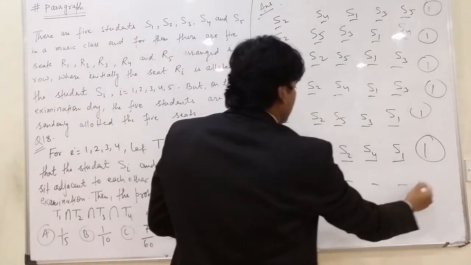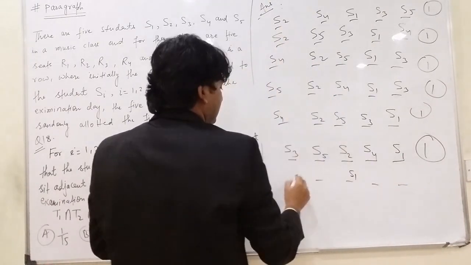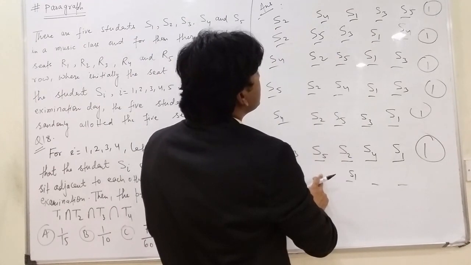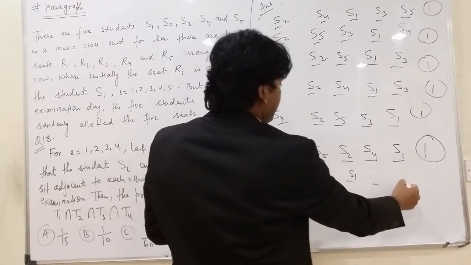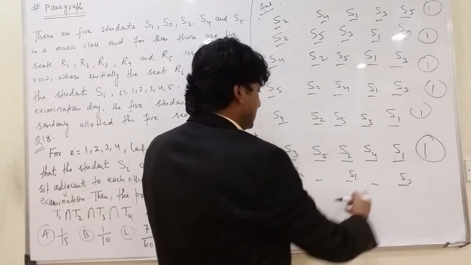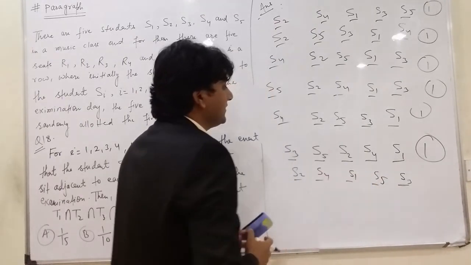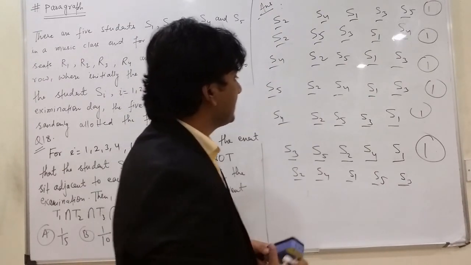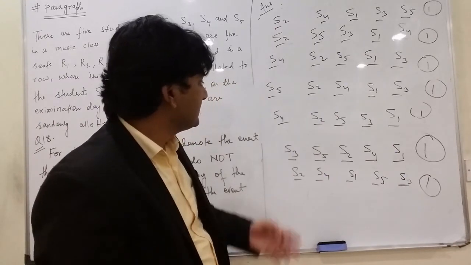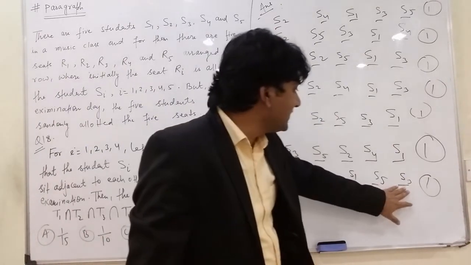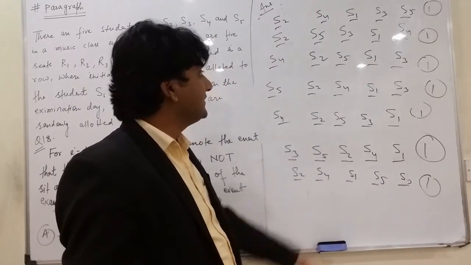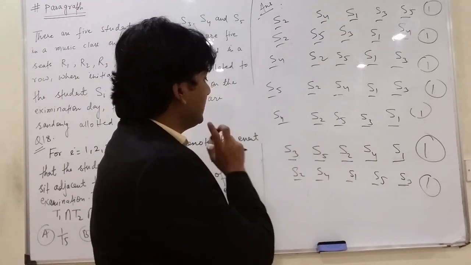Then 1, 2, 3, 4, 5. S1 here, S2 here, and S3 I cannot put here. S3 was here. Now if S3 is here, then S4 I cannot put here. S5 is here, then S4 is here, right? Yeah. So this is an extra way. 1, 2, 3, 4, 5, 6, 7. So till now we got 7 ways. Now anything else? I have already used S1 here, here, as well as here. Now I cannot use S1 in this one, because S1 and S2 will be together. So these are the 7 possibilities I got, where S1 is on the right side of S2.